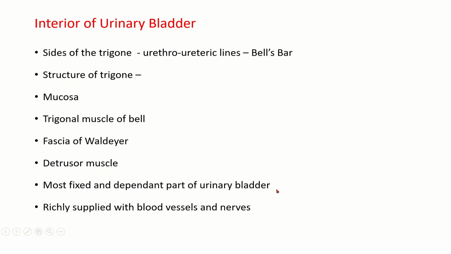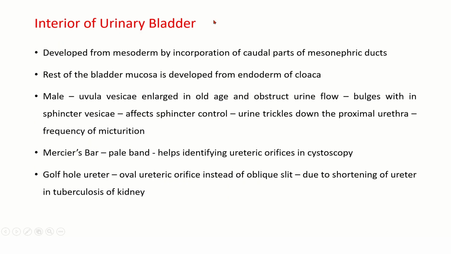It is the most fixed and dependent part of the urinary bladder, which acts as a surgical landmark for the urologist. It is richly supplied with blood vessels and nerves. The interior of the urinary bladder developed from mesoderm by incorporation of the caudal parts of the mesonephric ducts, whereas the rest of the bladder mucosa is developed from the endoderm of the cloaca. That means this particular internal trigone, or the trigonum vesicae, is developed from the mesoderm by incorporation of the caudal parts of the mesonephric duct. That is how the trigonum vesicae is different from the rest of the bladder mucosa, which is developed from the endoderm of the cloaca.